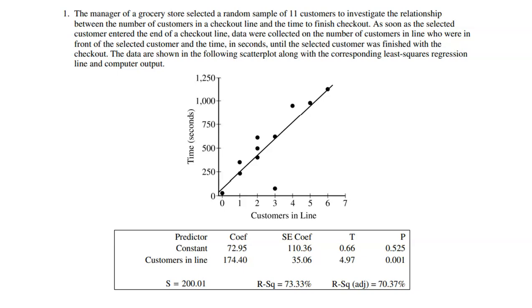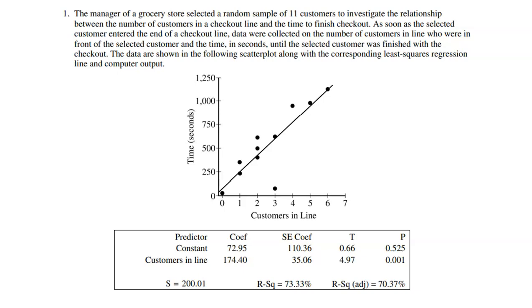The manager of a grocery store selected a random sample of 11 customers to investigate the relationship between the number of customers in a checkout line and the time it takes to finish checkout. As soon as the selected customer entered the end of a checkout line, data were recorded on the number of customers in line who were in front of the selected customer and the time, in seconds, until the selected customer was finished with the checkout.